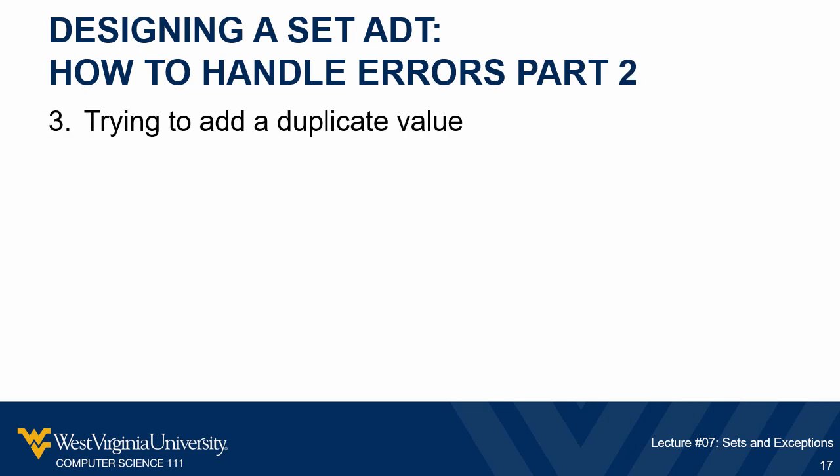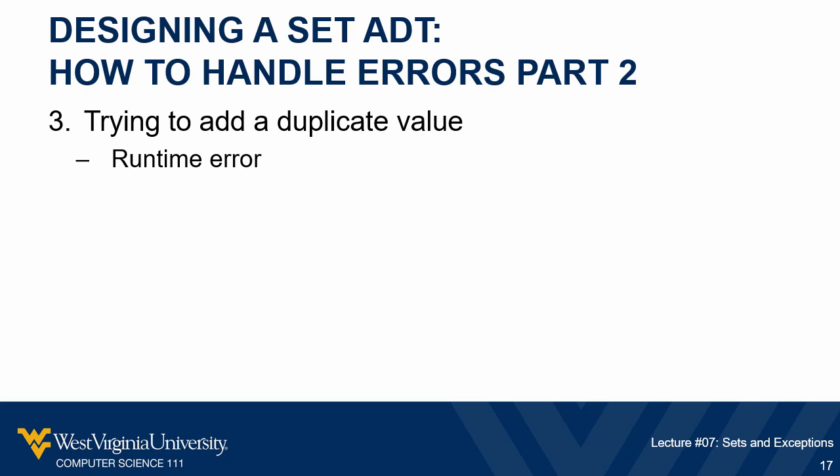The next scenario that we might encounter is one that's going to be specific to a set, and that's if we attempt to add a duplicate value. This would be considered a runtime error because it's a problem that's going to show up when our program actually executes, not when it's compiled.